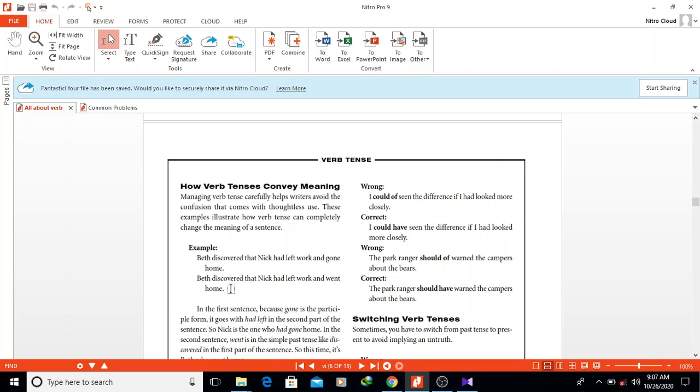While for the second sentence, Beth discovered that Nick had left work, but she didn't know whether Nick went home right away, because there is no explanation about that in the sentence. What we know is that after Beth discovered that Nick was not in his seat at the time, Beth went home. So that's the difference. You see the different meaning because you use different tense. That's how important tense in a sentence is.